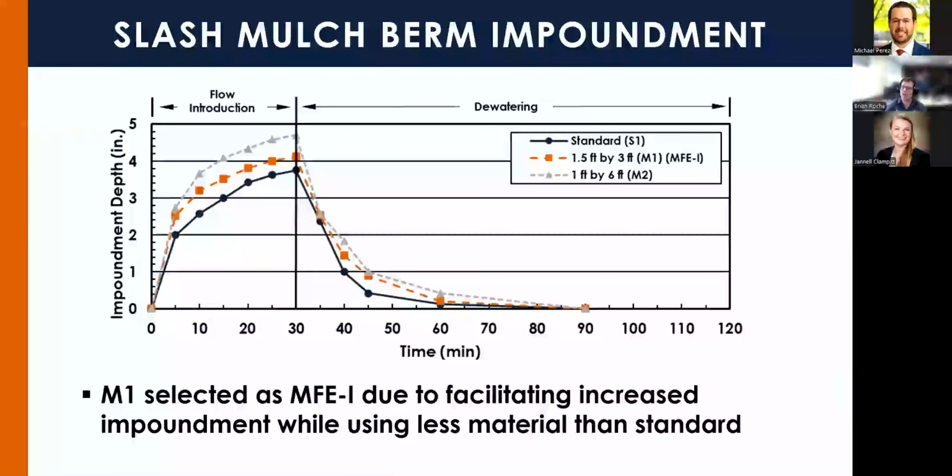We also wanted to look at how much impoundment was being formed. We saw each of the modifications increase impoundment, but we did end up selecting our first modification, that 1.5 foot tall by 3 foot wide compacted installation, to be our most feasible and effective installation, because we saw that it increased impoundment and lowered discharge water quality while using far less material than the standard.